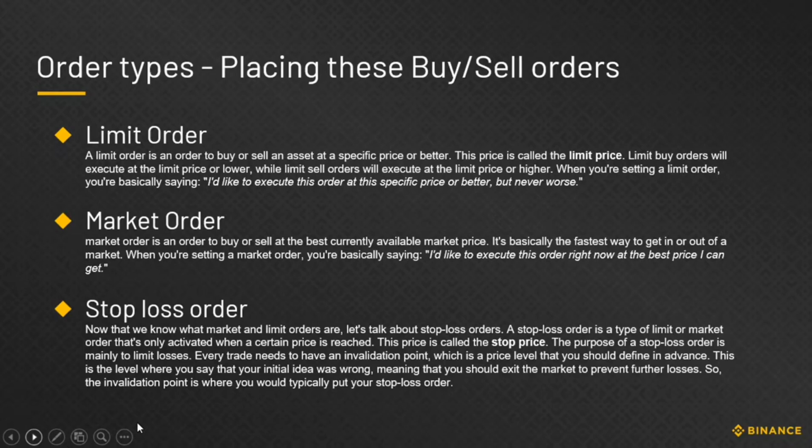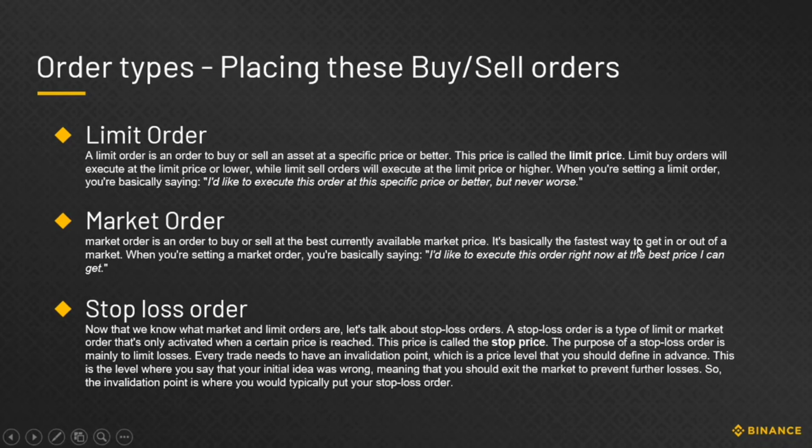Order types. Now we're going to talk about order types, for placing buy and sell orders. There are three major order types we have on Binance. First, we have the limit order. A limit order is an order to buy or sell an asset at a specific price or better. This price is called the limit order price. Limit buy orders will execute at the limit price or lower, while limit sell orders will execute at the limit price or higher. So let me explain what that statement means.